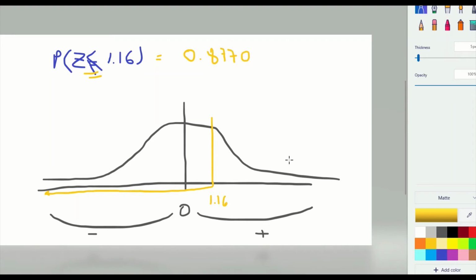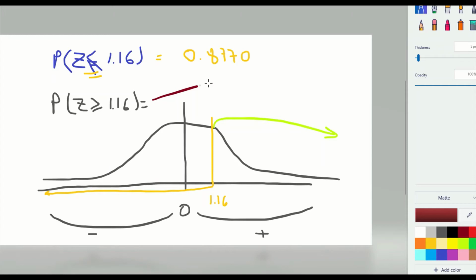What if you were asked to actually calculate the probability of Z greater than or equal to 1.16? So what if in fact you are more interested in this area right here? So again, remember the table does not give you greater than or equal. So you're going to have to do something. And here you're given two options.